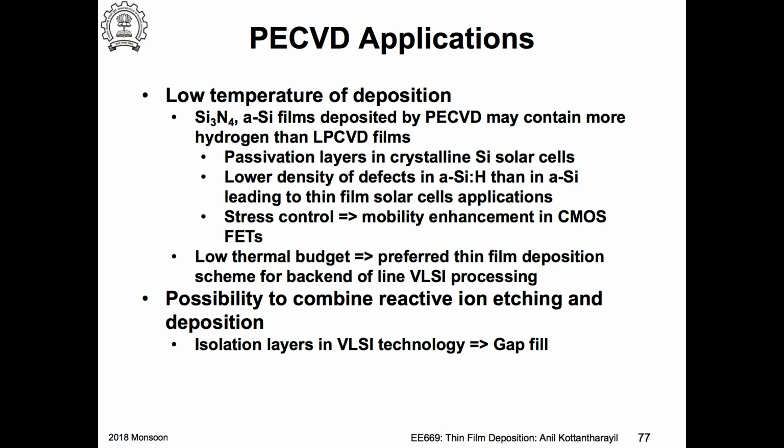For example, the possibility to combine reactive ion etching and deposition. Okay. So this is used for gap filling. We'll see that later. Okay. Or sputtering can be used for etching. Okay. Good.